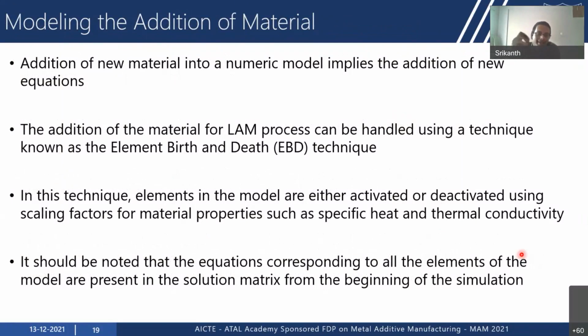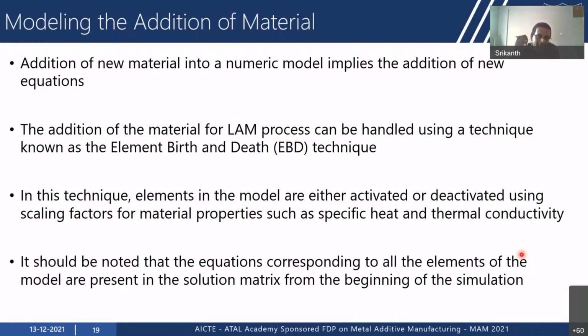The first, as I said, when you are trying to add new material in the numerical model, it implies that you are adding new equations. Okay, so generally, when people started looking at modeling of the AM process, they went back to welding, because we can think of additive manufacturing as multi-pass welding. And they started using a technique known as the element birth and death technique.